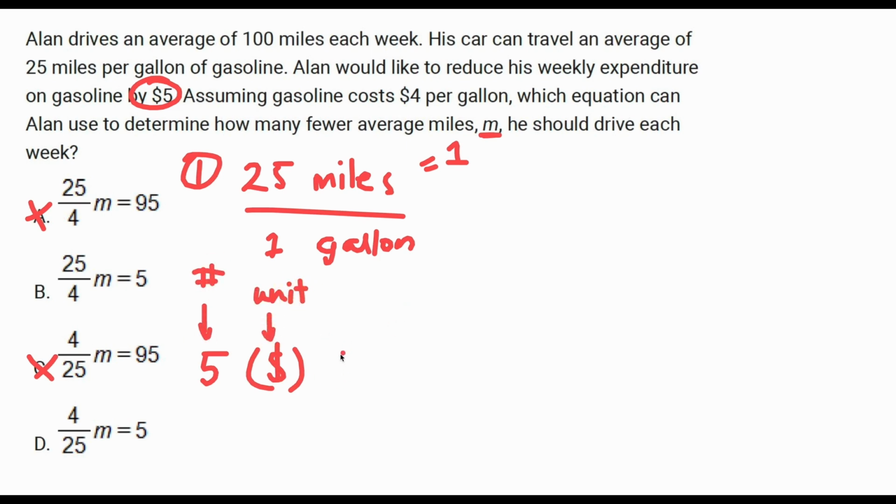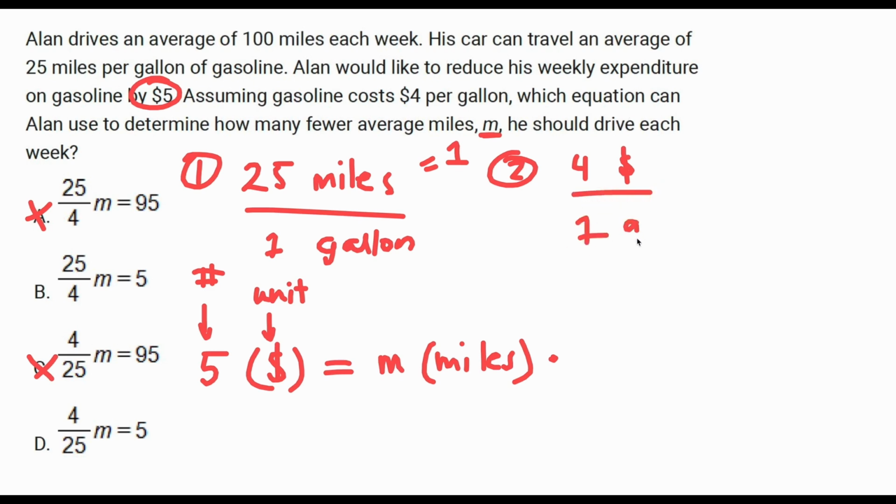And so we can see that this has to equal some amount M, which is a unit in miles, times something to where we change miles to the unit of dollars. Okay, so let's keep going and see if there's any other rates that we get. It says, assuming gasoline costs $4 per gallon, which equation can... Okay, so that is our second rate, which is gasoline costs $4 per gallon. So we're going to write $4, where I'll just use the dollar symbol for the unit, and then it's going to be $4 per 1 gallon. Okay, awesome. Now we have the two rates that we need to convert from miles to dollars.